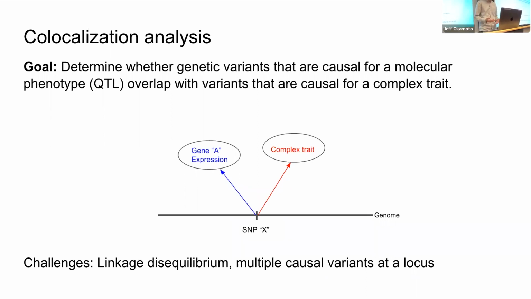There are challenges that go along with this type of analysis, one of them being the presence of linkage disequilibrium, and also if there are multiple causal variants at a locus. This can be a challenge because in identifying SNPs like SNP-X, you might not be sure if the SNP is like SNP-X, or if basically you have an individual causal eQTL and an individual causal GWAS hit that are just correlated with one another.